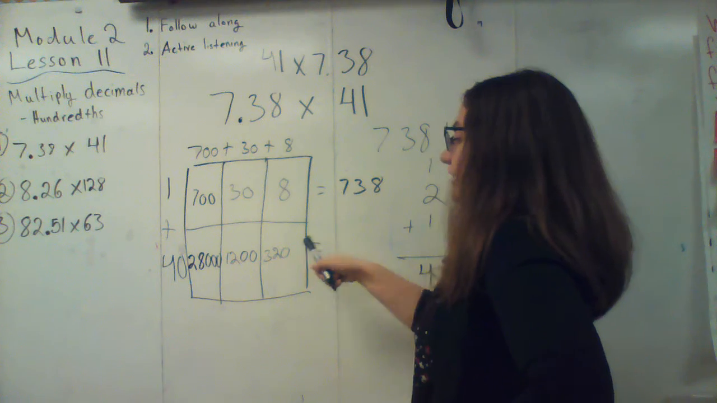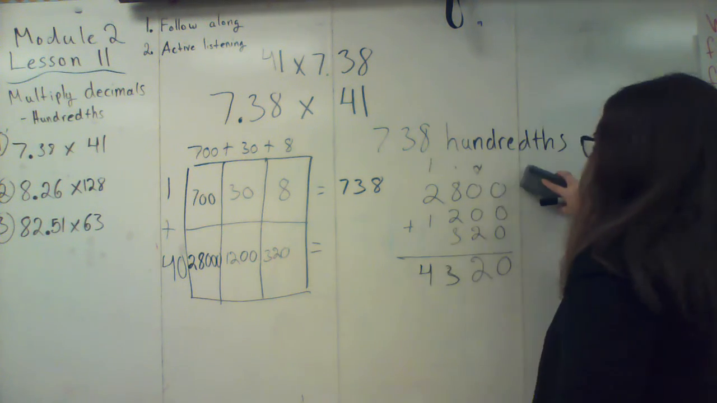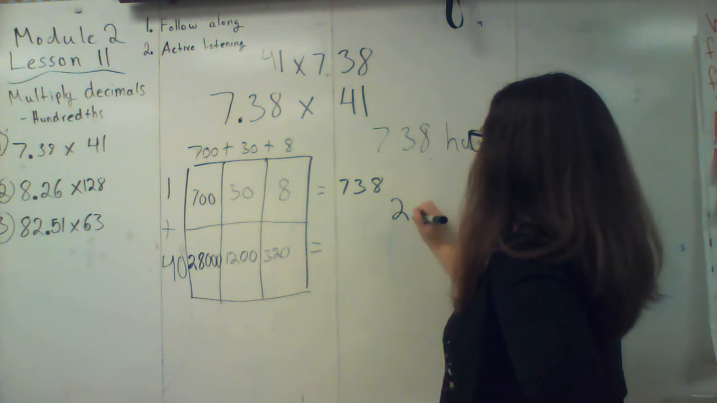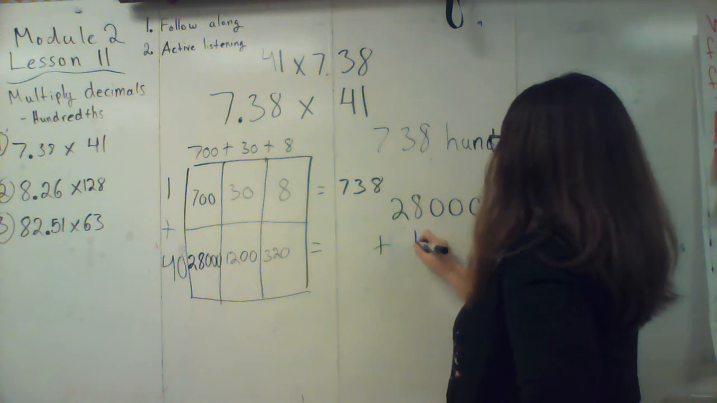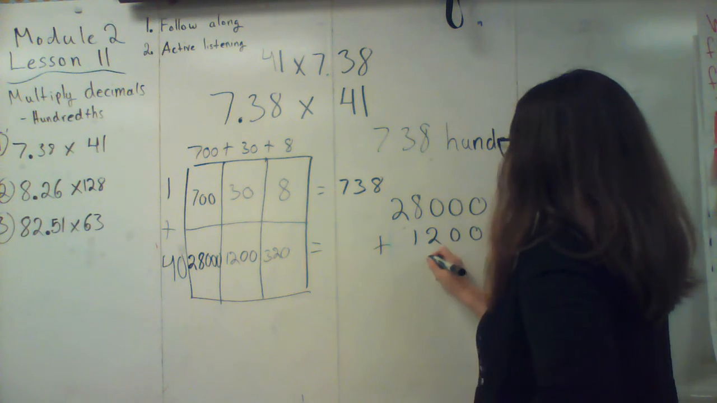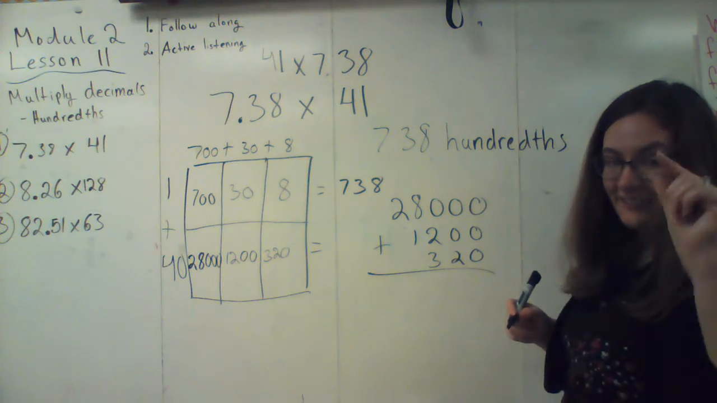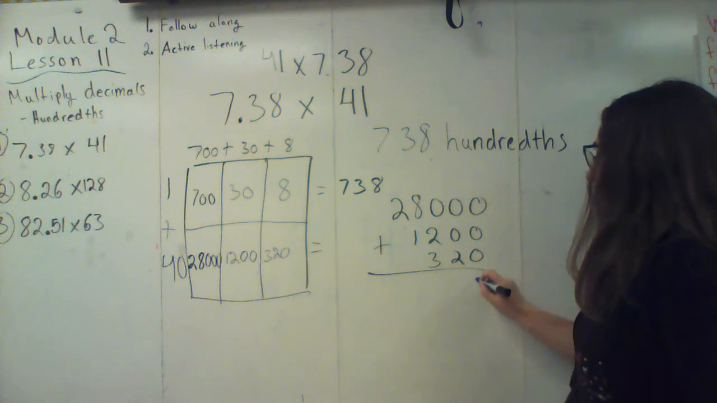And that will be all of these numbers out of, oh, I made a mistake though. I should have 28,000 actually. So I made it, oops. So that should be 28,000 plus 1,200 plus 320. So I'm actually going to have a little bit of a different partial product. Teachers make mistakes too.